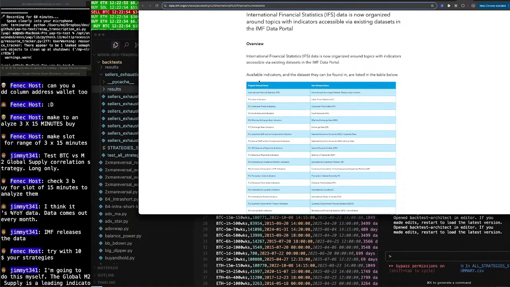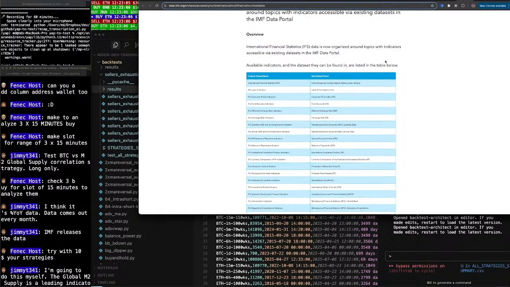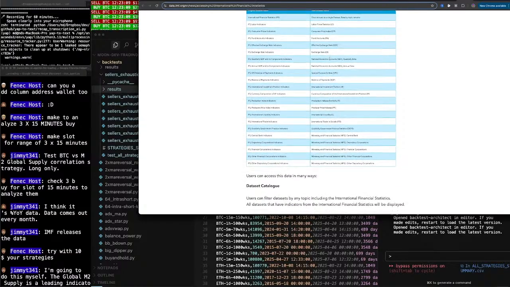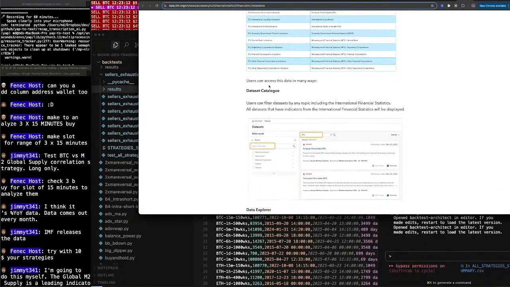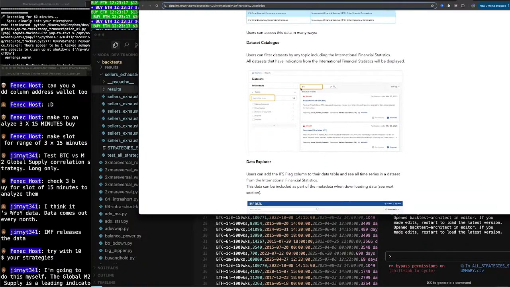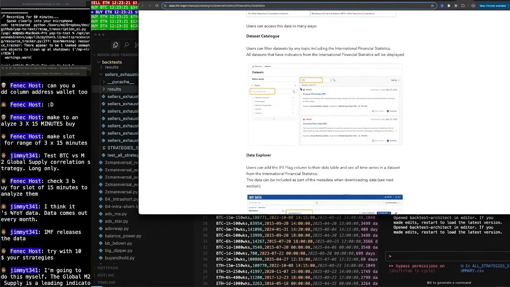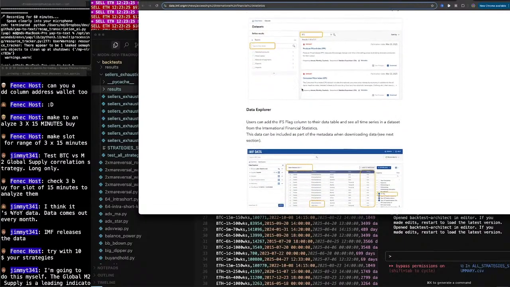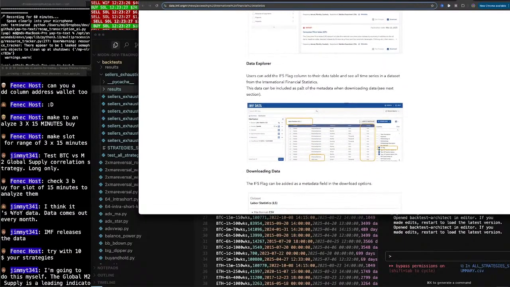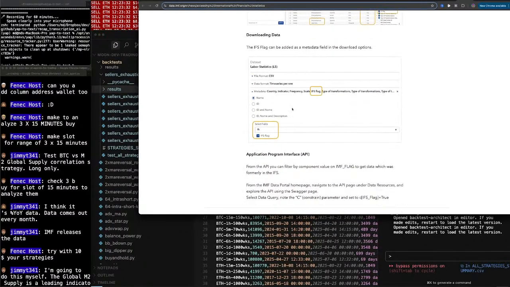Perfect. Available indicators and data sets are listed below. International financial statistics data is now organized around topics and indicators accessible via existing data sets in the IMF data portal. So users can access this data in many ways. Data catalog, users can filter data sets by any topic, including the international financial statistics. All data sets that have indicators from the international financial statistics will be displayed. Data Explorer. Users can add the IFS flag column to their data table. Downloading the data, IFS flag, application.